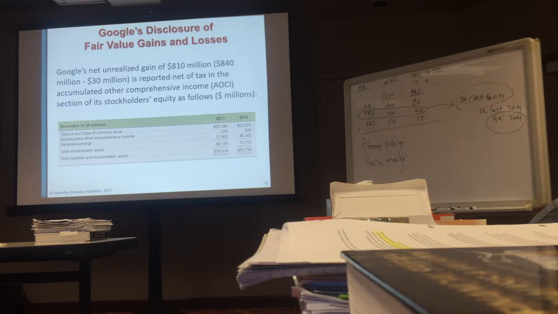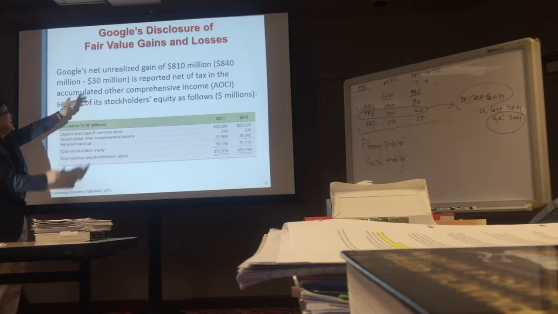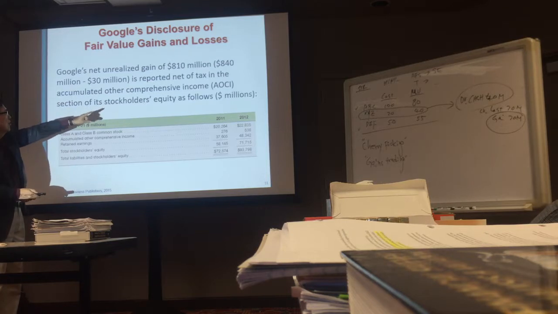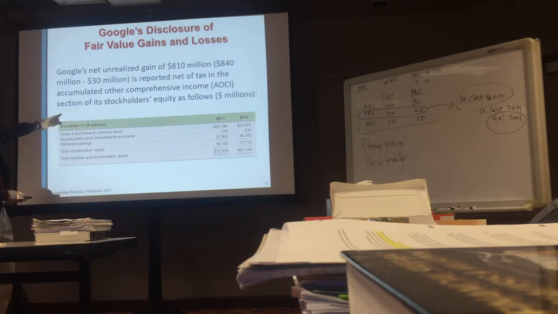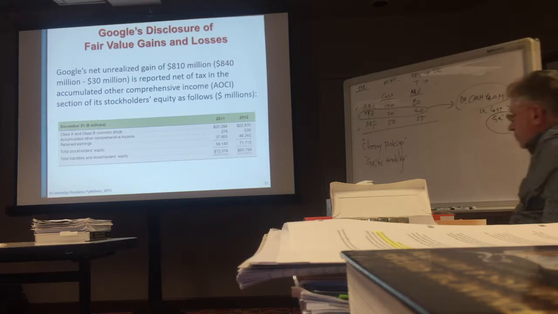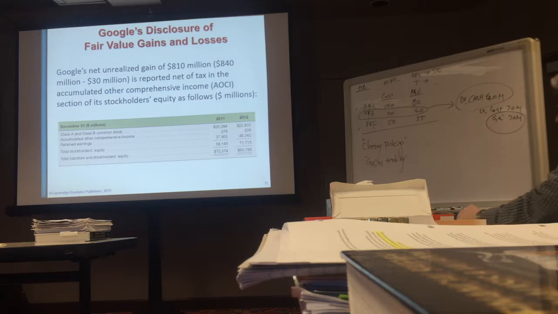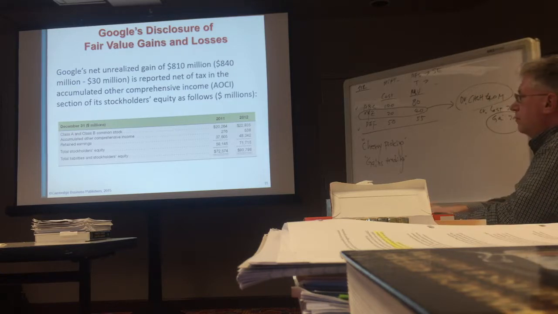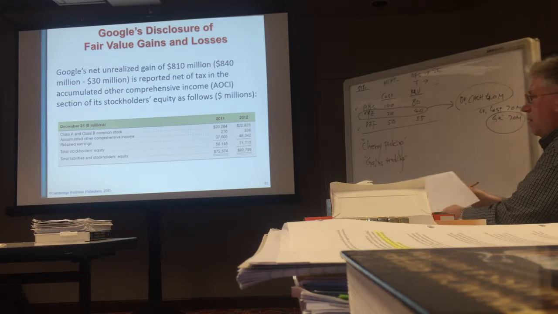Fair value gain or losses, AOCI. Google's unrealized gain or loss of 810 million is a net amount. It is in the accumulated other comprehensive income section of the stockholders' equity section. Yes, that has to be. And I think I shared the research with my students about this area of accounting, right? Edina Povek research. Remember at the beginning of the semester?